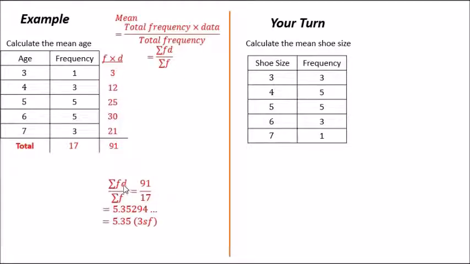So the sum of the frequency times the data divided by the sum of the frequency is therefore equal to 91 here divided by 17 here. And when we do that on the calculator, we get 5.35 to 3 significant figures. Take some time to copy this down and make sure you lay things out like I've done there, so that you've got a clear method in your books or in your notes. Once you've done that, I'd like you to have a go at this question. See if you can calculate the mean shoe size.